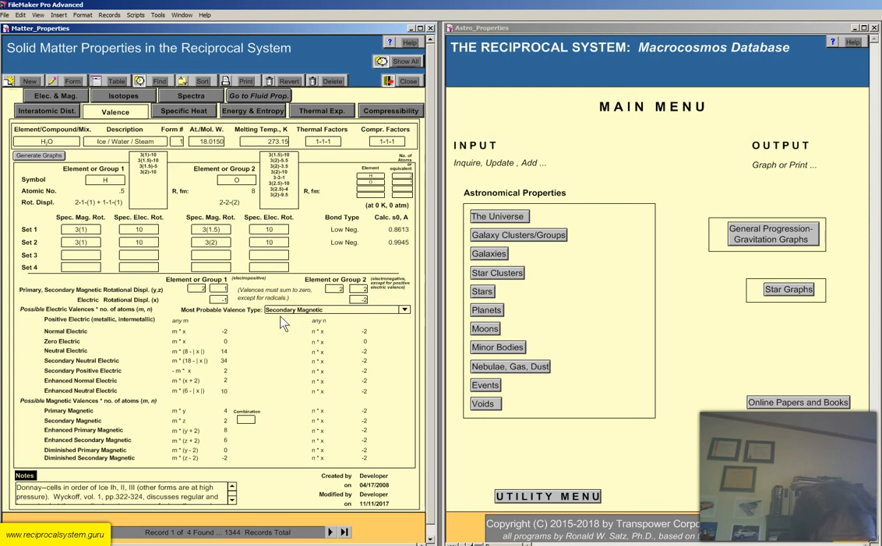So here, the most probable valence type is secondary magnetic. So where is secondary magnetic? Here, down here. So m times z is 2, and n times x is -2. So that's right. Okay. So that checks out.